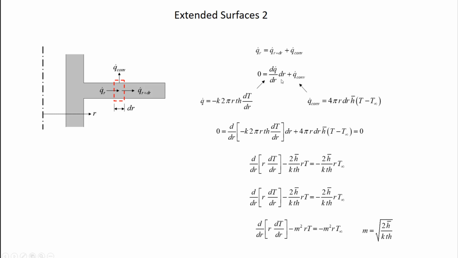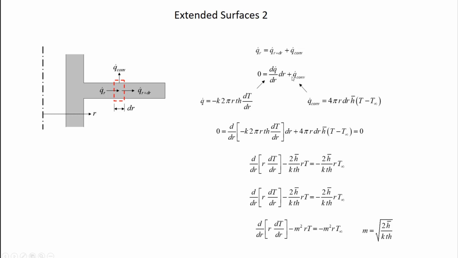I need some rate equations. So this first term here is a conduction term. So that's going to be minus k times the area. So the area for conduction is the area right here, 2 pi r times the thickness times dT/dr. So that's what I'll put there. And then q dot convection is, well, it's the total surface area exposed to fluid inside of this control volume. So the top would be 2 pi r times dr, and the bottom would be another 2 pi r times dr. So I get 4 pi r times dr, and then h bar times T minus T infinity, because I've defined this as being out.